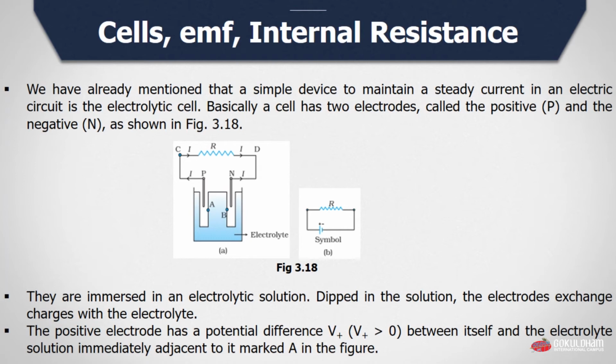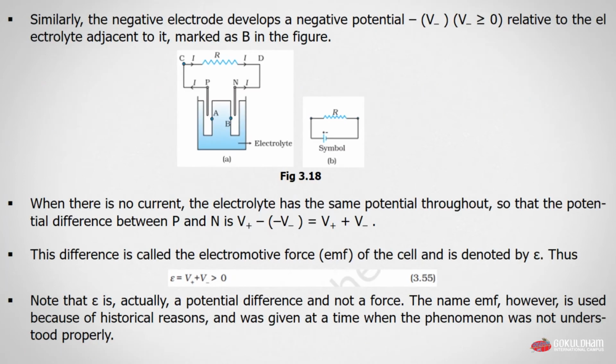V plus means the value is greater than 0, between itself and the electrolytic solution immediately adjacent to it, marked A in the figure. As you can see in the figure, the potential difference V plus is marked as A. Similarly, the negative electrode develops a negative potential, minus V minus, where V minus is greater than or equal to 0, relative to the electrolyte adjacent to it, marked as B in the figure. This negative electrode is marked as B, as you can see.